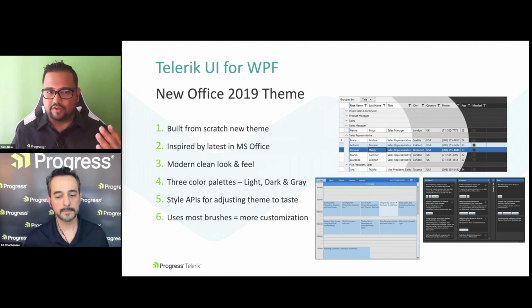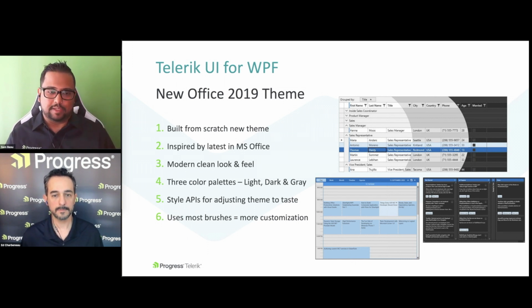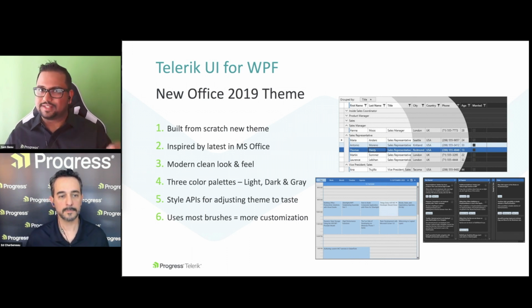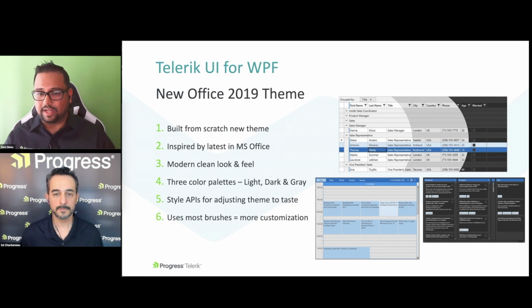So for WPF, we have a brand new theme, which is the Office 2019 theme. It looks and feels like a modern Office application. You get 3 different color palettes to choose from, lots of styling APIs. And this theme in particular ends up using the most brushes to do custom stuff. So all of those APIs are open for you, so you can make it look however you want within that theme.